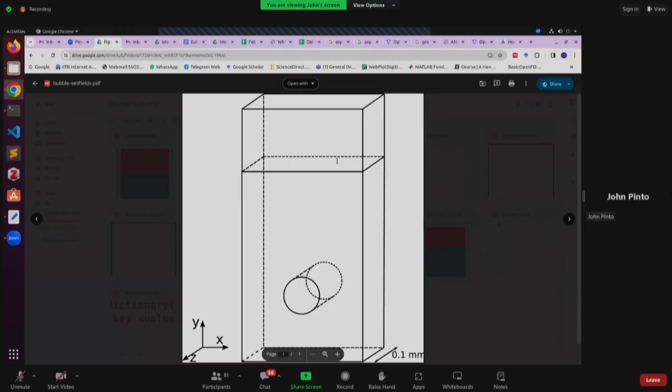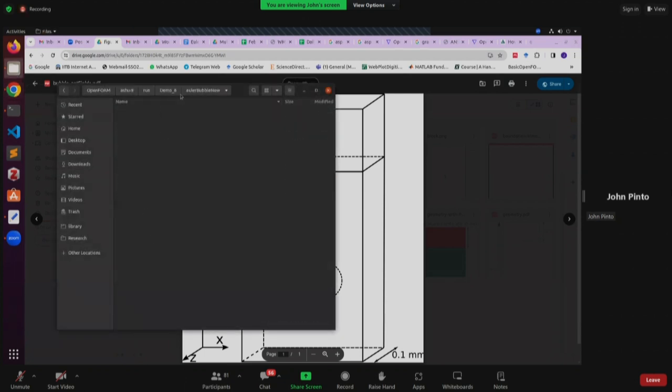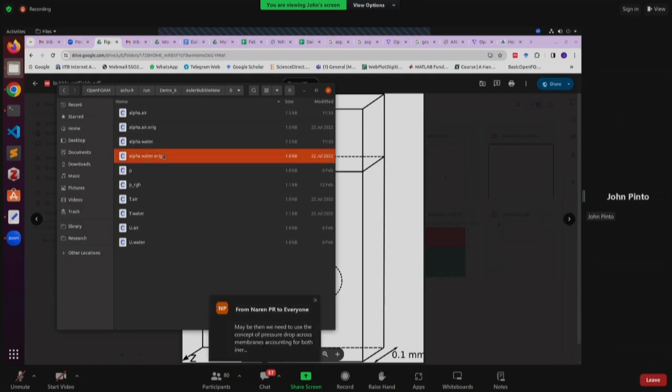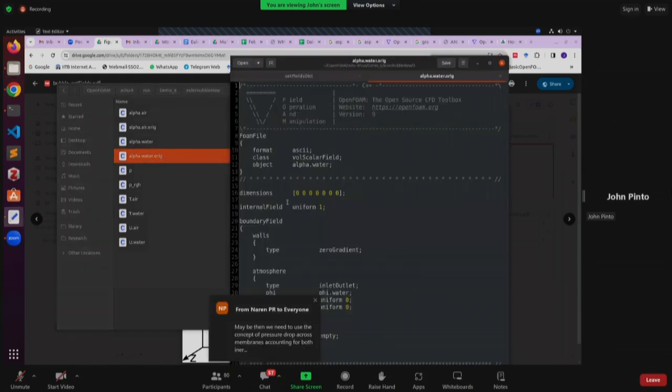Another important thing to know is, if you look in your zero folder, we have alpha.water.orig and alpha.air.orig. OpenFOAM uses these files and generates alpha.water and alpha.air once the setFields utility is run. So we need to keep these original files because if I open this, all our boundary conditions needed for the solution are given here.